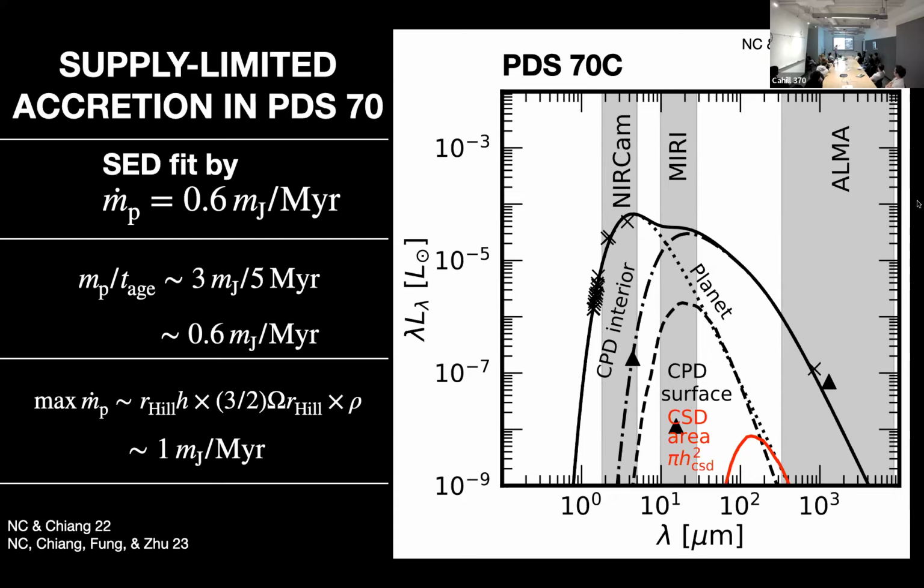So we have 3 M dots, and they all seem to line up. They're all about a Jupiter mass per million years. So we feel kind of encouraged for PDS 70. I think it's maybe evidence that gas accretion really does happen at close to this supply-limited M dot.